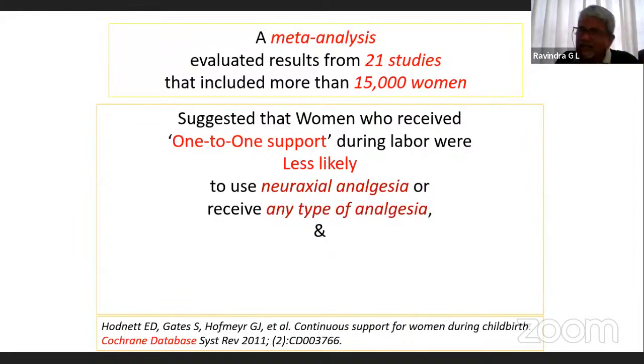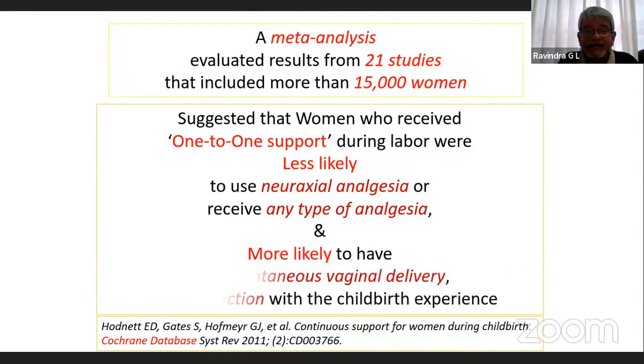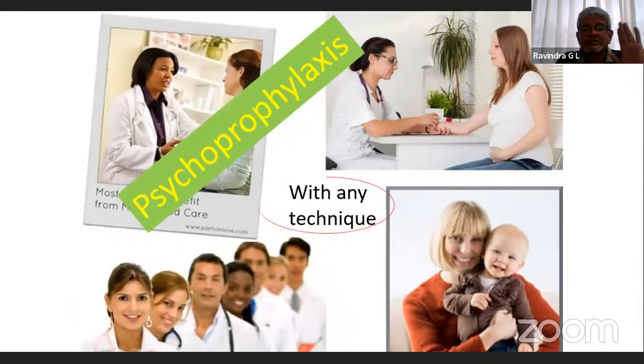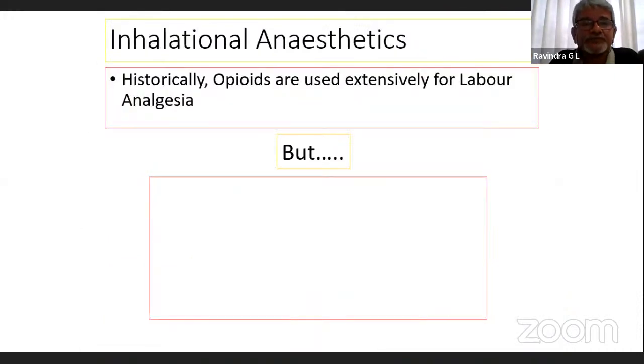And any other type of analgesia, they would not ask for. And they are more likely to have a spontaneous vaginal delivery and satisfaction with birth, childbirth experience. Whether they take labor analgesia or not, their maternal satisfaction would be higher if it is supported by one-to-one support. So psychoprophylaxis with any technique has a greater role.